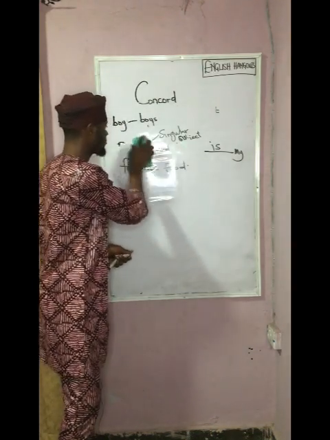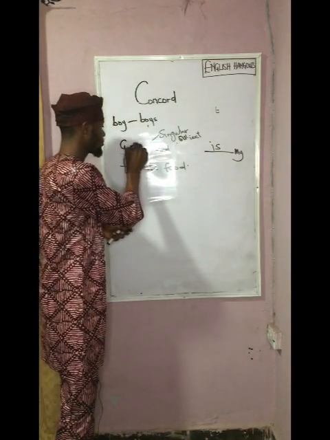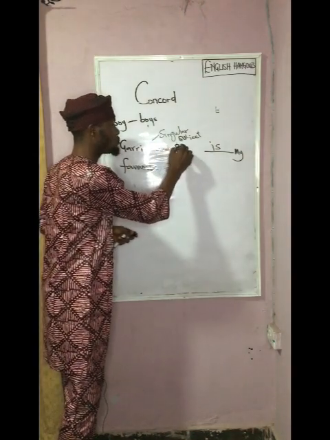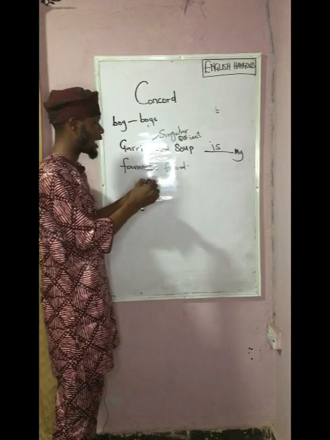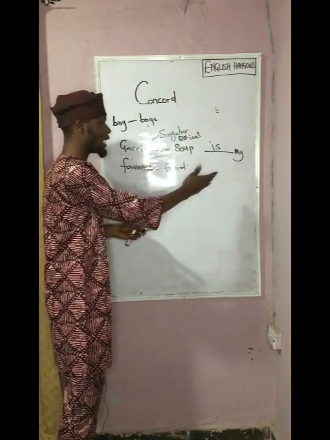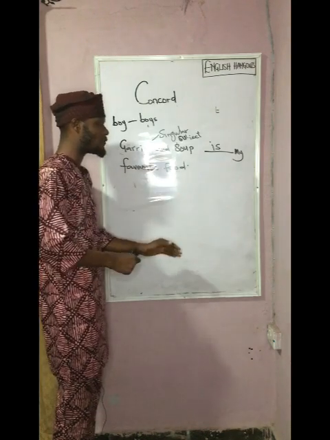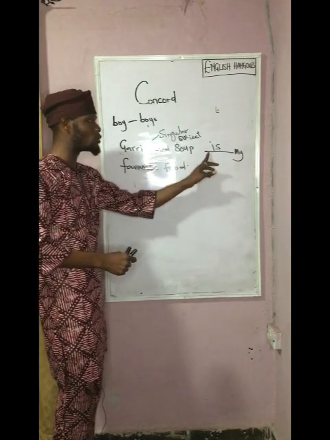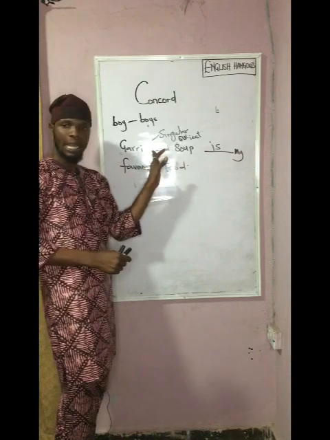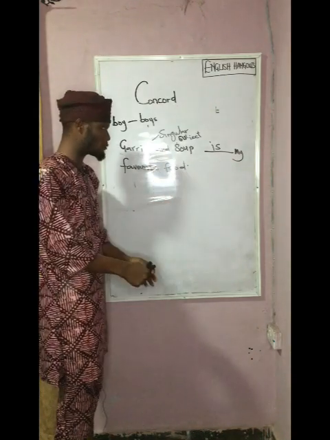Gari and soup. Gari is a noun, soup is a noun. These two also can go together as a meal. Therefore, it will attract a what? A singular verb. Gari and soup is my favorite food.